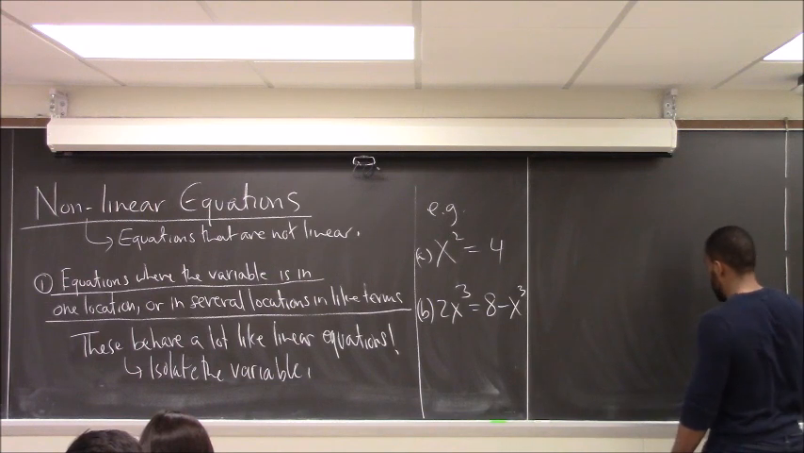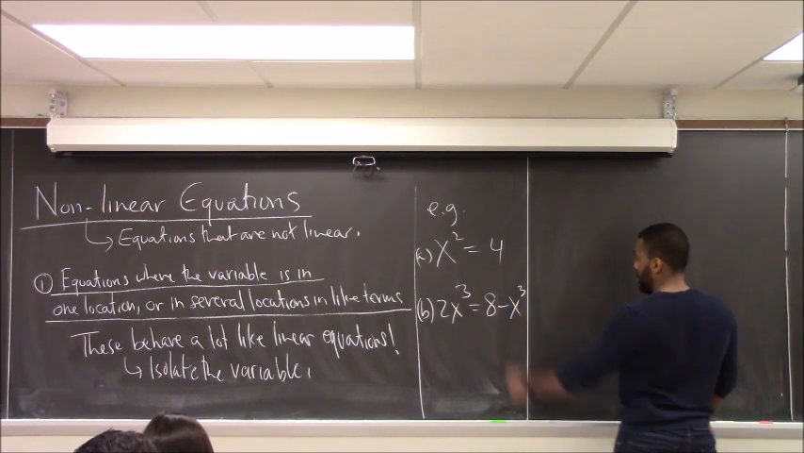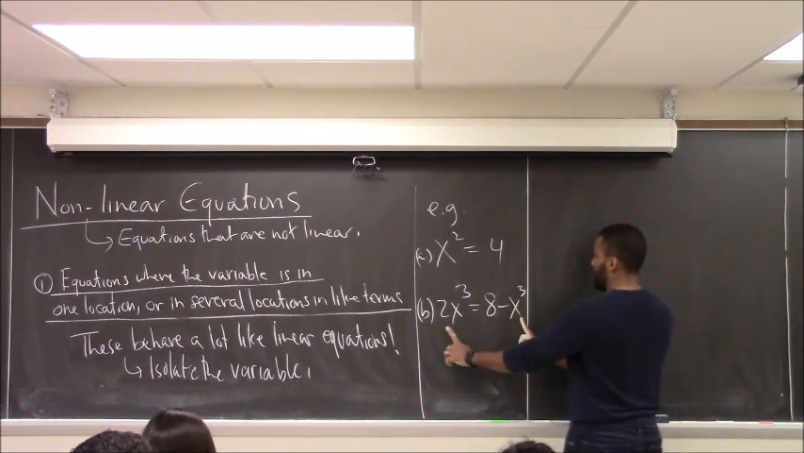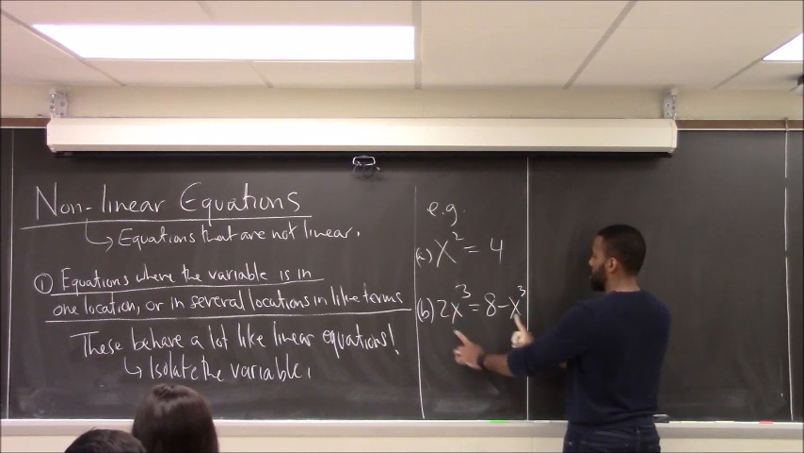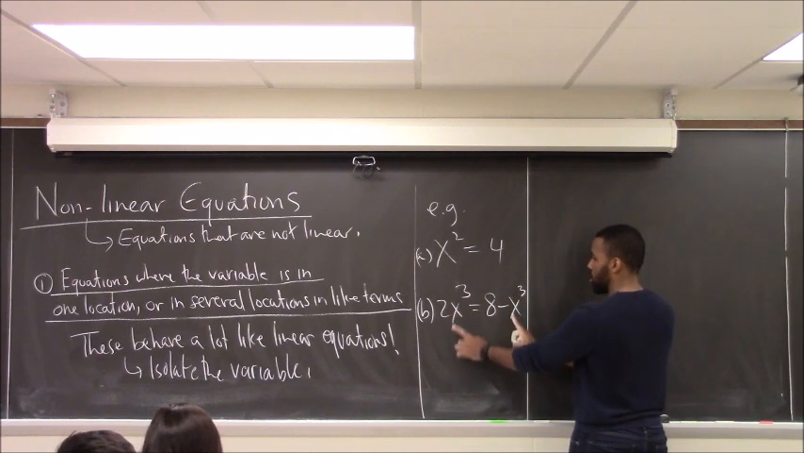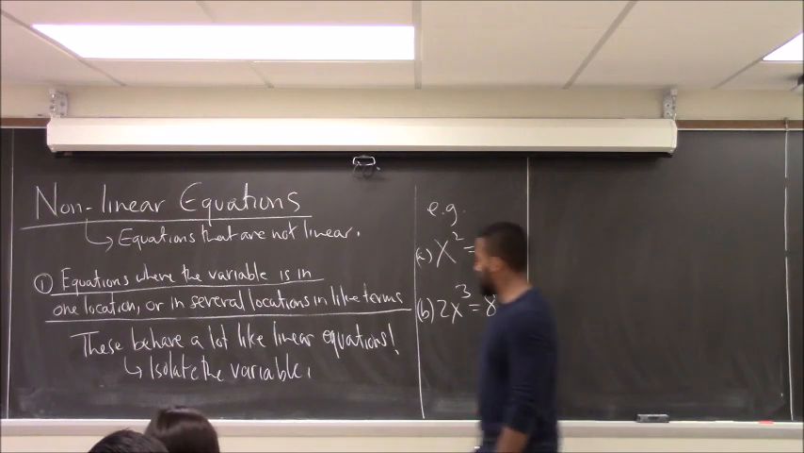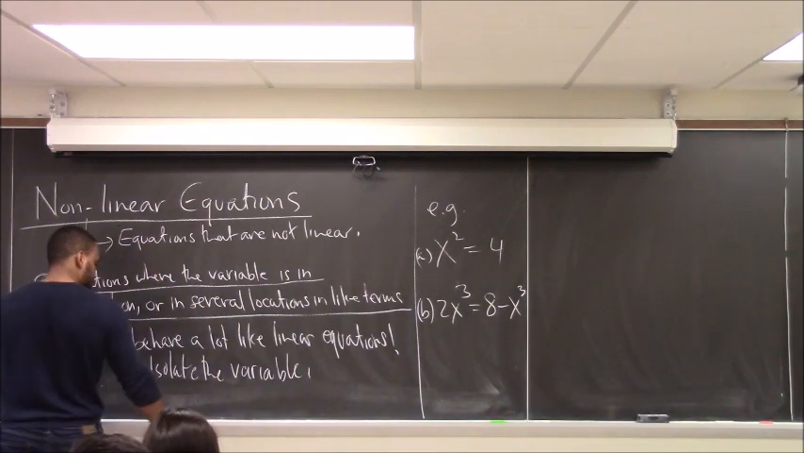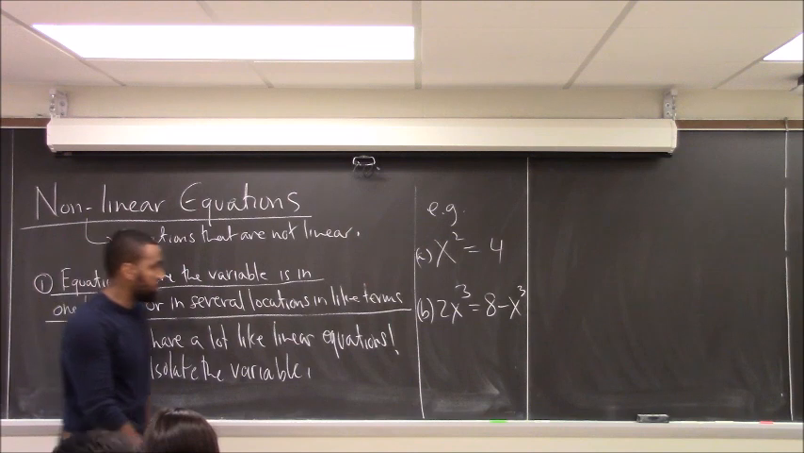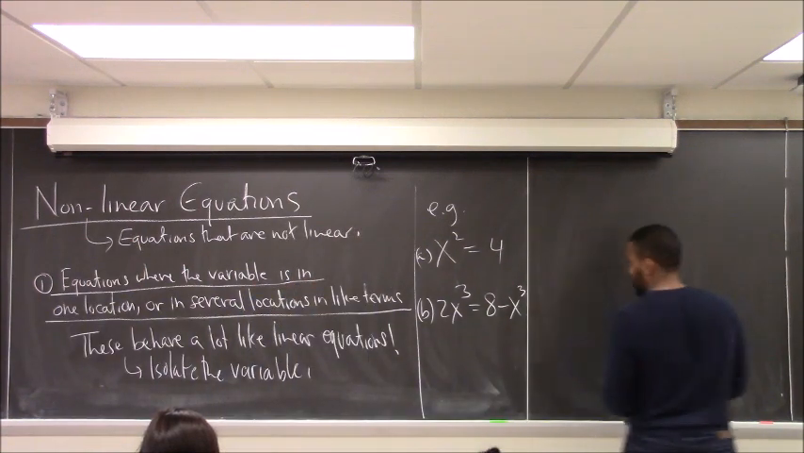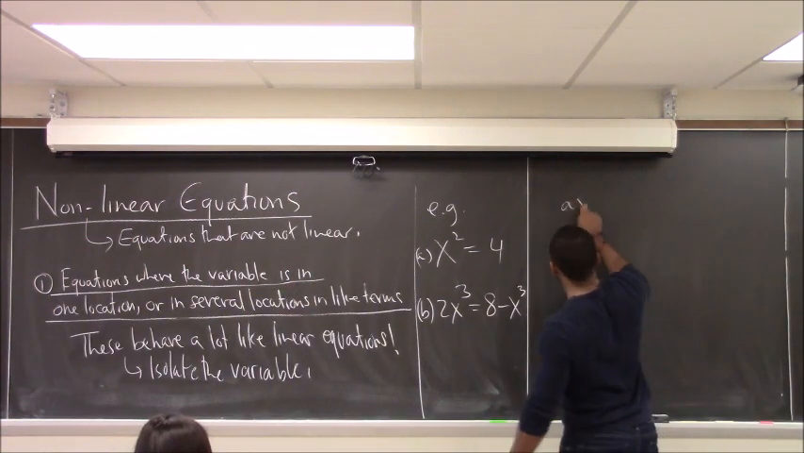However, the variable is either in one location or it's in several locations, but all locations are like terms. It's always x to the same power. In either of these cases, you can treat it pretty much exactly like a linear equation, except for the last step. You have one additional step.